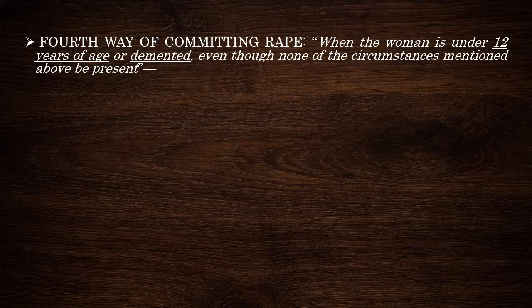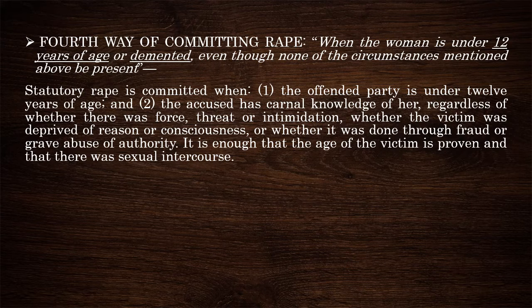Fourth way of committing rape, that is, when the woman is under 12 years of age or demented, even though none of the circumstances mentioned above be present. This basically refers to the crime of statutory rape because it is more popularly known by that name, statutory rape.